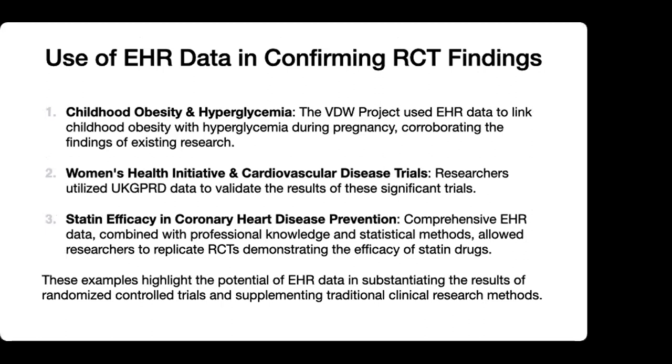Another one, electronic health records are also being utilized to confirm findings from randomized controlled trials. So for instance, the virtual data warehouse project of the Health Maintenance Organization Research Network has successfully used electronic health record data to link childhood obesity to hyperglycemia during pregnancy. Similarly, using data from the United Kingdom General Practice Research Database, researchers were able to confirm the results of the Women's Health Initiative in other cardiovascular disease trials. So those are the importance of your electronic health record to confirm the findings in the randomized controlled trial.